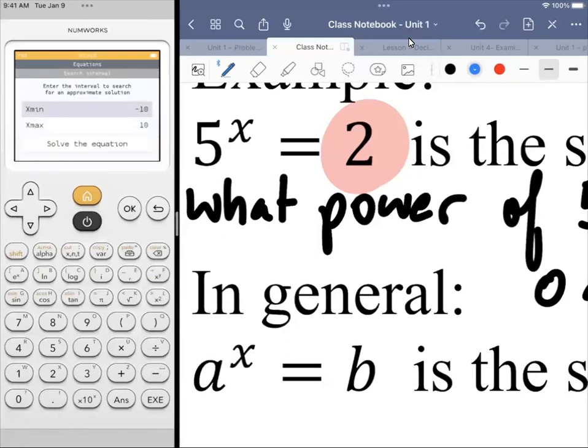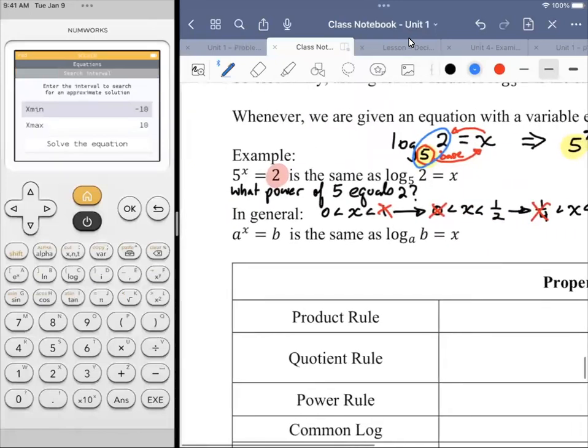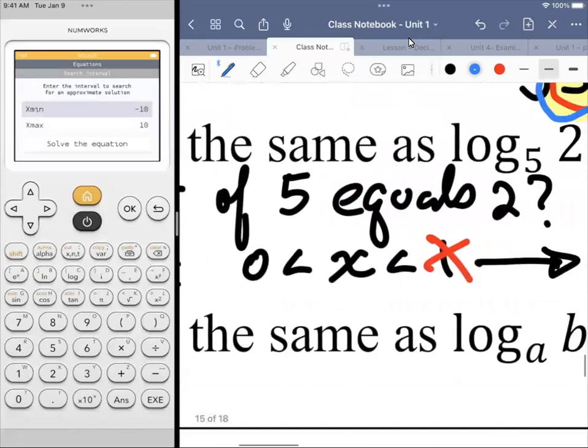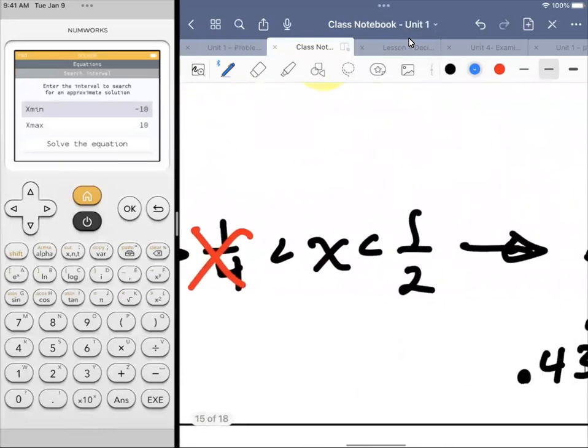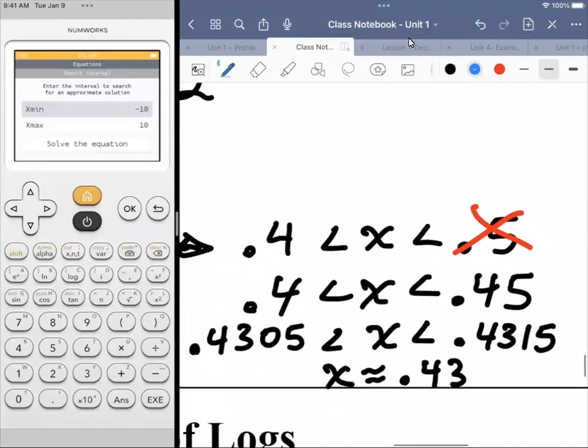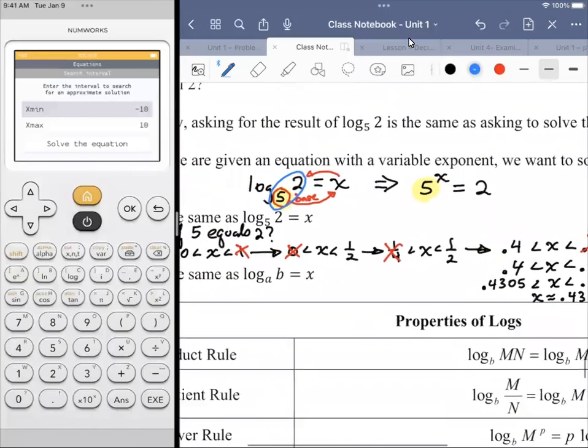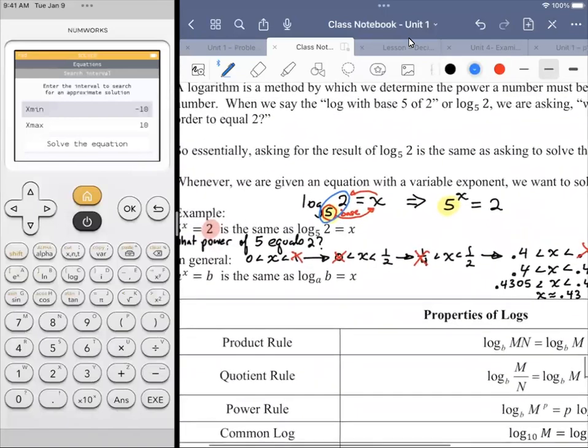It asks you for a minimum and a maximum. It's basically giving the calculator somewhere to look for the solutions, right? This is akin to what I was doing here. All right, I'm going to check between 0 and 1. Well, nope. 0 and 1/2. Nope. 1/4 and 1/2, and so on. The calculator is actually doing a process very similar to that. It's numerically going to determine what the solution is. It just helps it along the way if you give it a place to get started.